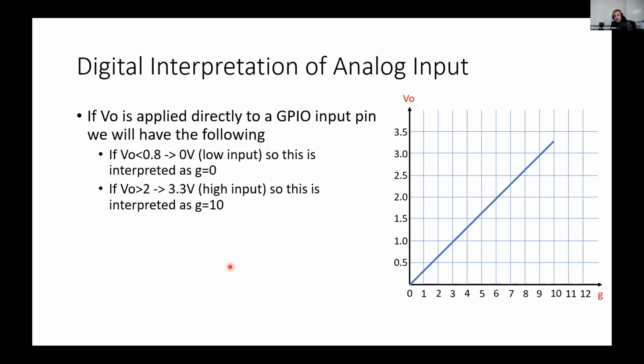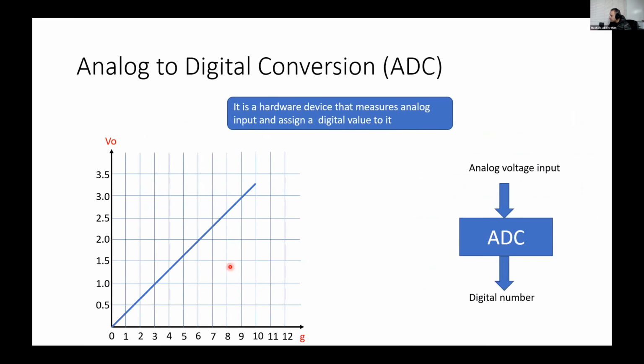So we need something to tell the microcontroller, hey, stop here. That's not a digital input. That's an analog input, and we need to convert it to a digital number, something like 001, before it considers this kind of behavior, where any voltage less than 0.8 will be zero and any voltage higher than 2 will be 3.3. We need such a module, which is the analog to digital converter. Basically, the analog to digital converter, or ADC in short, is a hardware device that measures an analog input and converts it to, or assigns to it, a digital value.